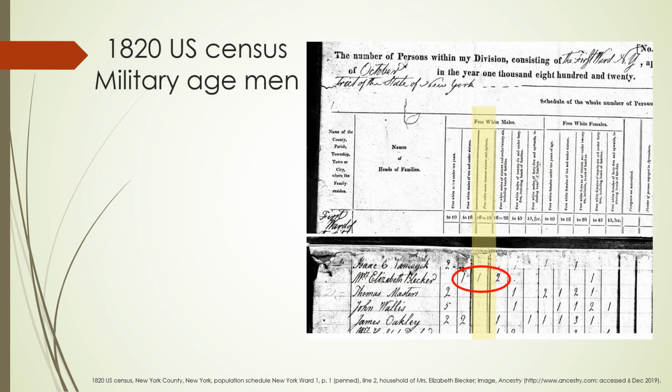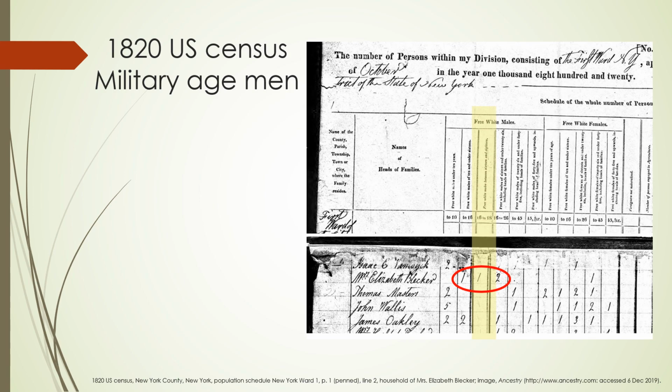Understanding the political climate can help you understand why certain questions were asked. The War of 1812 had ended just 5 years before the 1820 census, and the United States government was interested in the number of military-aged men to help them prepare for other military conflicts that may occur. This census can also trip up researchers.